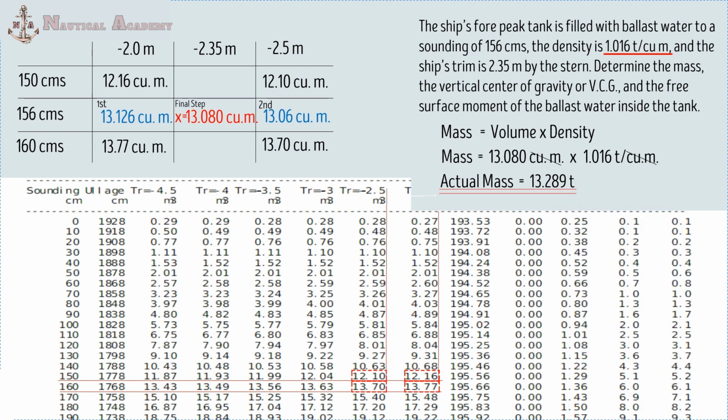This is the mass of the ballast water inside the forepeak tank at a sounding of 156 centimeters, with a relative density of 1.016. To find the vertical center of gravity or VCG and the free surface moment, kindly check the link in the description for the continuation of this video.